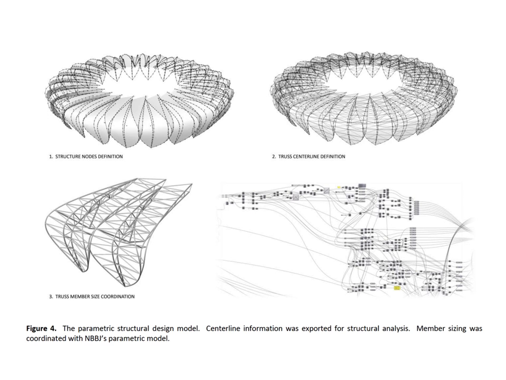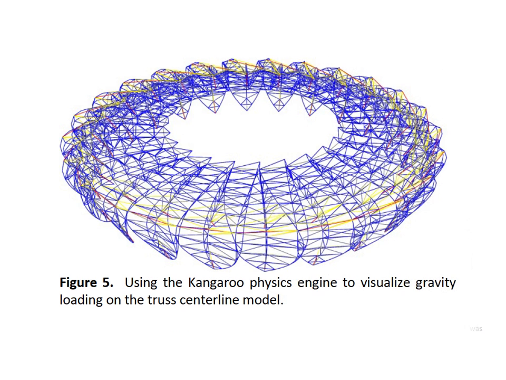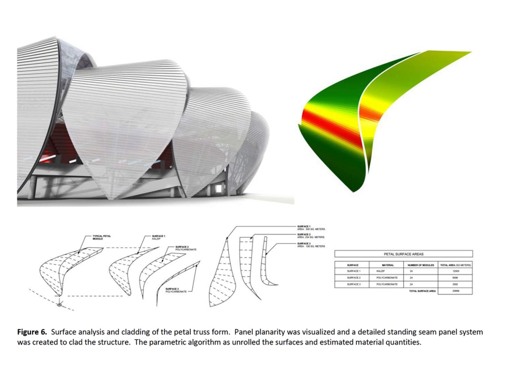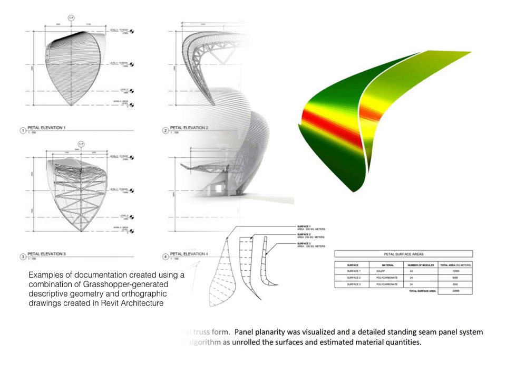I think I had this slide before, or one like it. They used Grasshopper and Kangaroo plugins to visualize loading of a truss and the live and dead loads. Surface analysis was used for finite elements analysis and for the cladding, and an algorithm was used to unroll all the surfaces to estimate quantities of the materials.